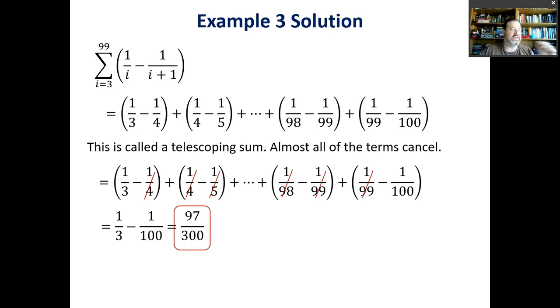On a test, I want this as an exact value. Decimals are not allowed for these. So, not too bad. It's called a telescoping sum. You have a couple of these on the homework, and there's one of these in one of the proofs I'm going to do later.